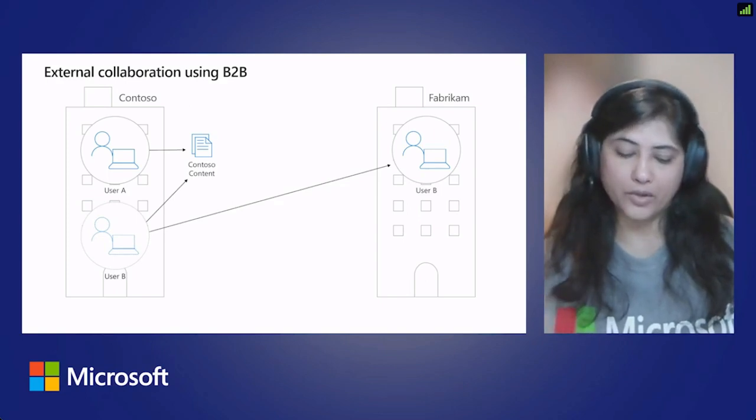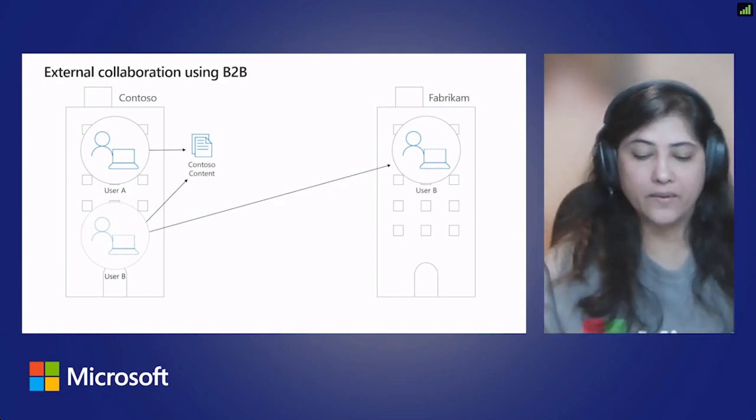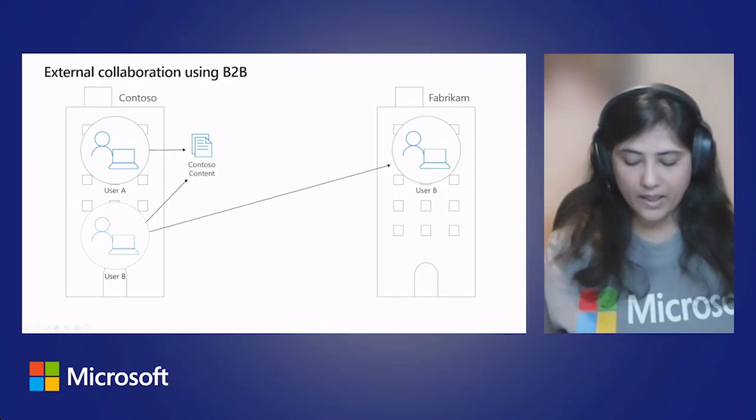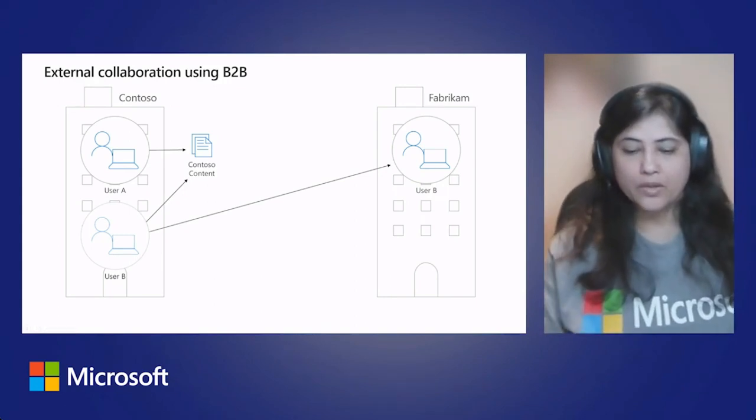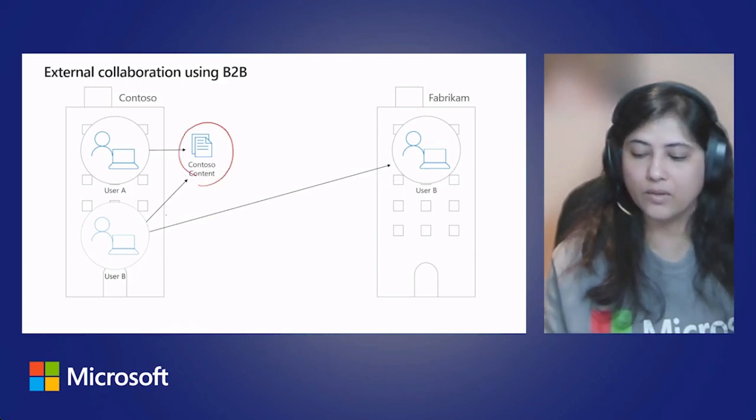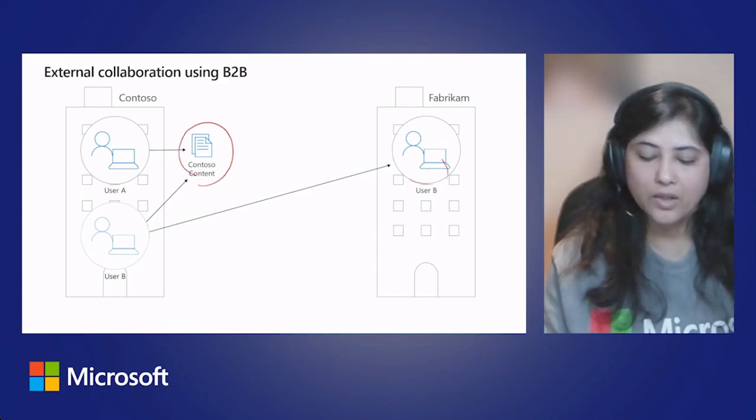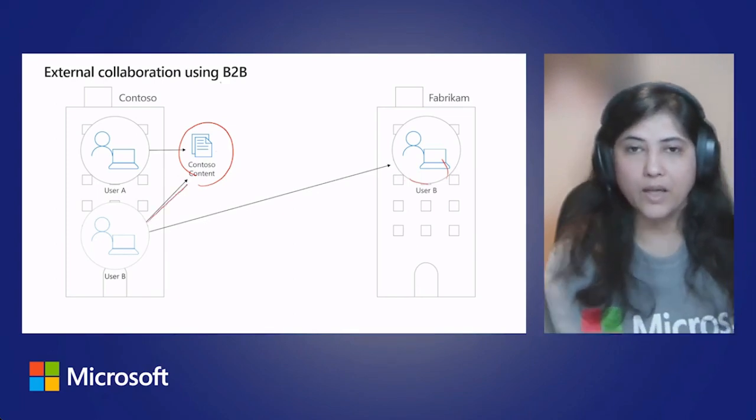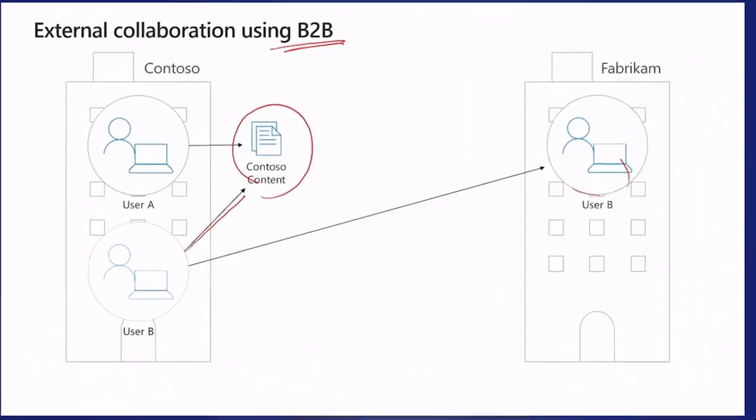in Azure AD. So here we can see we have got Contoso, and then we have got Fabrikam. Contoso users here can access this content, and then we have the user who is in the Fabrikam domain. They are also able to access that because you can make use of this B2B feature.